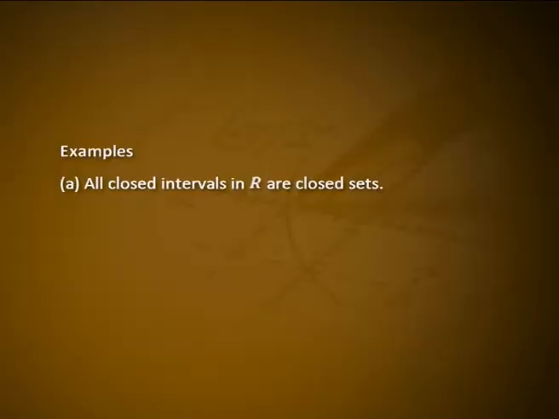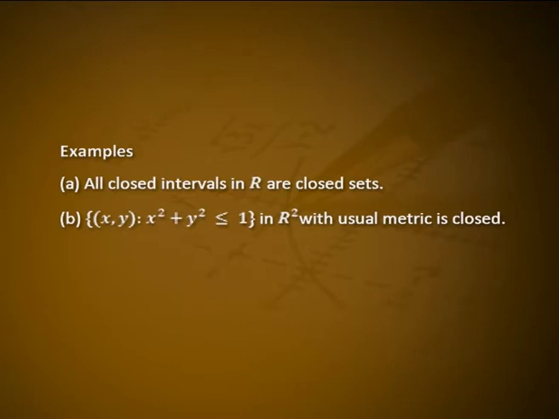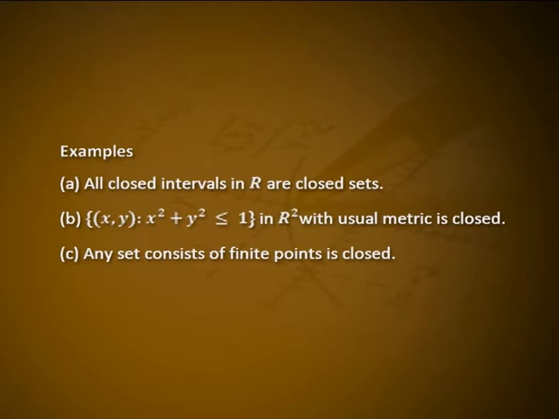Examples: A. All closed intervals in R are closed sets. B. The set of all (x, y) such that x squared plus y squared is less than or equal to 1 in R^2 with the usual metric is closed. C. Any set consisting of finitely many points is closed.